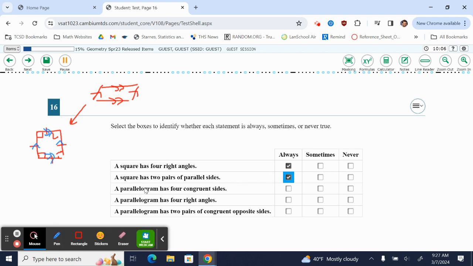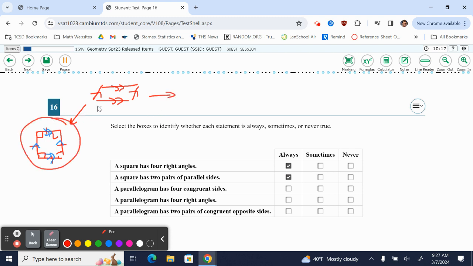Next, a parallelogram has 4 congruent sides. This is not always true. If you look at this picture, these 4 sides are not always congruent. However, there is special examples. A square is an example of a parallelogram with 4 congruent sides. Also, a rhombus is an example. So a rhombus is a square kind of slanted, but in a rhombus, all 4 sides are congruent. So this statement is sometimes true. Again, it could be a rhombus or a square.